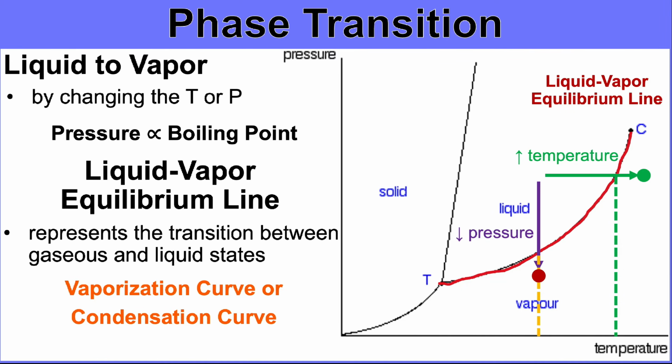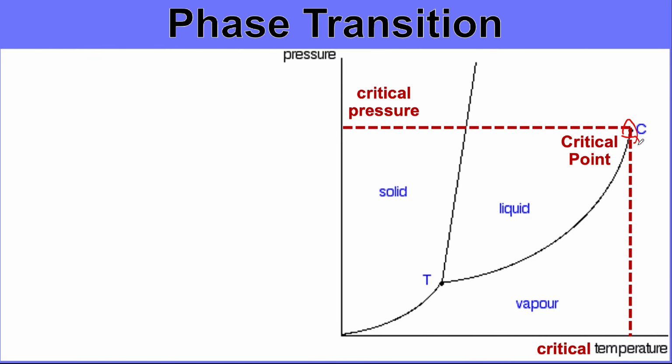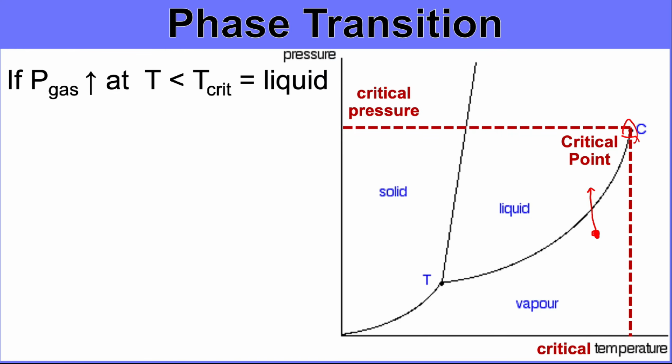Okay? Now, if you notice, you have this letter C here. This is known as the critical point, and the temperature and pressure corresponding to this are known as the critical temperature and the critical pressure. Now, if you have a gas sample at lower temperature, lower than the critical point, for example, here, and you increase the pressure, you will eventually cross the liquid vapor equilibrium and the vapor will condense to give a liquid, right? So this works fine as long as the gas is below the critical temperature.